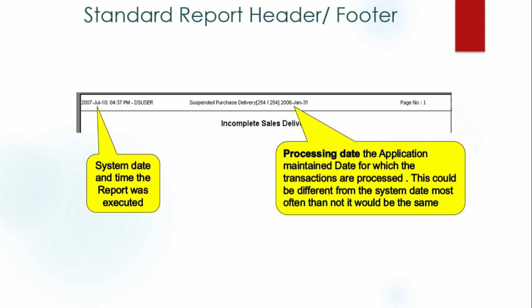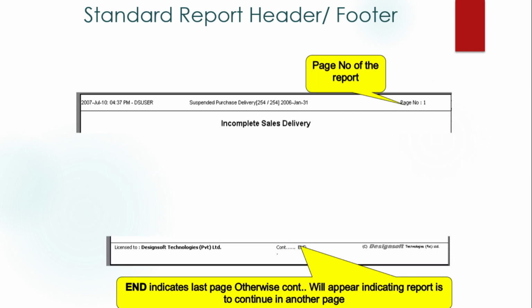System date and time the report was executed. Processing date, the application-maintained date for which the transactions are processed. This could be different from the system date, though more often than not it would be the same. Page number of the report. End in the footer indicates the last page, otherwise continued will appear, indicating the report is to continue on another page.